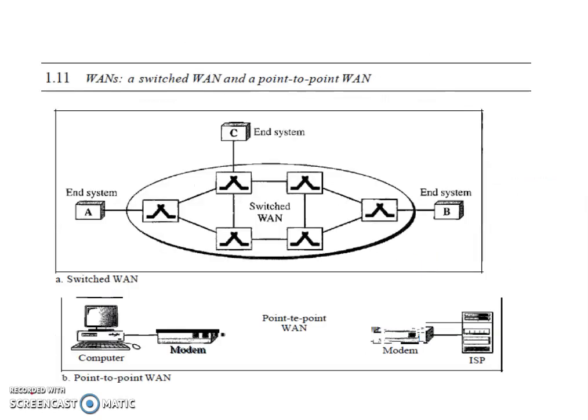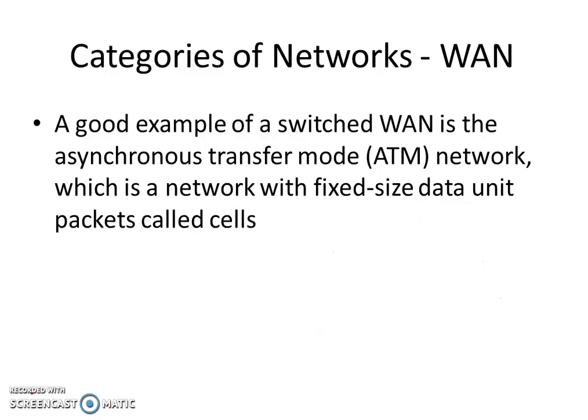This is an example diagram of a switched WAN and a point to point WAN. In a switched WAN, we have multiple switches, and these are the end systems that are connected. In a point to point WAN, we will have a modem connected to your system. You can imagine that if you have a telephone in your home and you connect to the internet by dialing using DSL, digital subscriber line, that is an example of a point to point WAN. Otherwise you can take cable TV transmission.